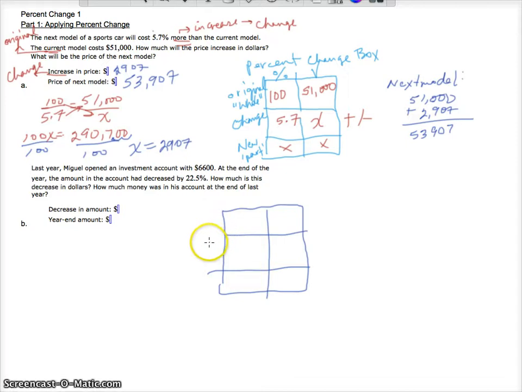I'm going to start shortcutting and putting an O for original, a C for change, and an N for new. My percent and my value. So I always know 100 is my percent. In this problem, it says that it decreased by 22.5. So the decrease is my change. So I'm going to put 22.5 in.